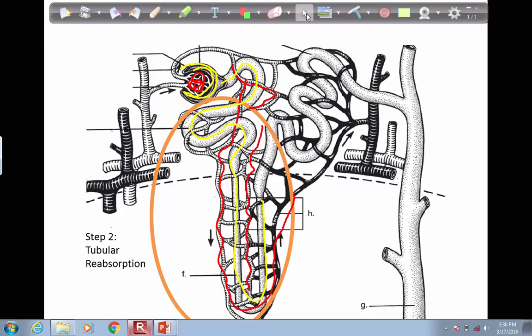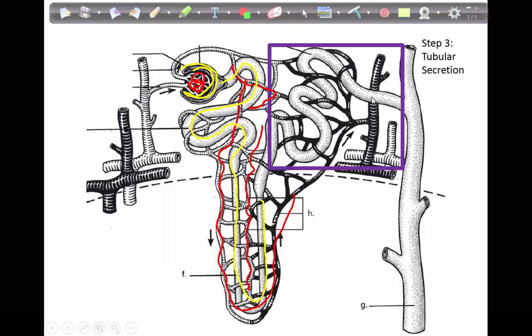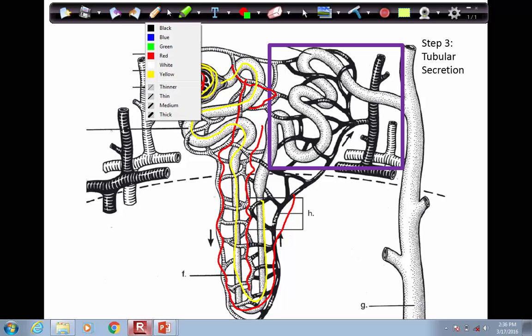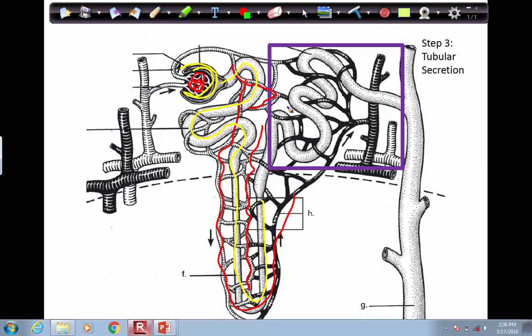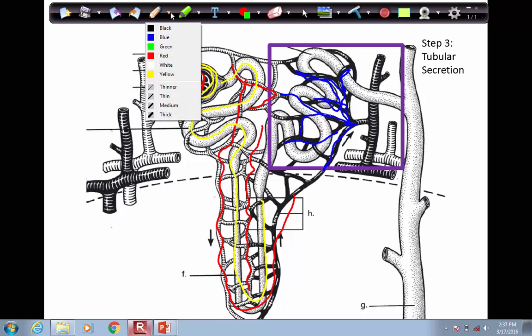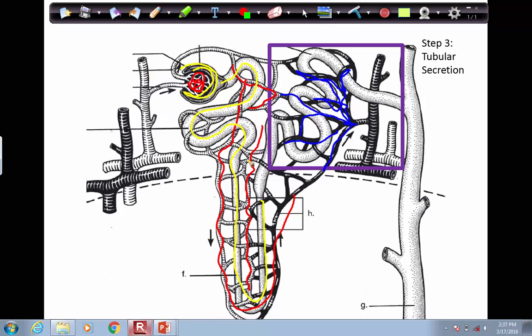The third step is called tubular secretion. Now, in this step, the blood vessels involved continue to be the peritubular capillary network, which I've now outlined in blue, as at this point you can see that it's leading towards the venule and therefore is carrying filtered, deoxygenated blood. And the tubule of the nephron involved in this case is the distal convoluted tubule, or the DCT.